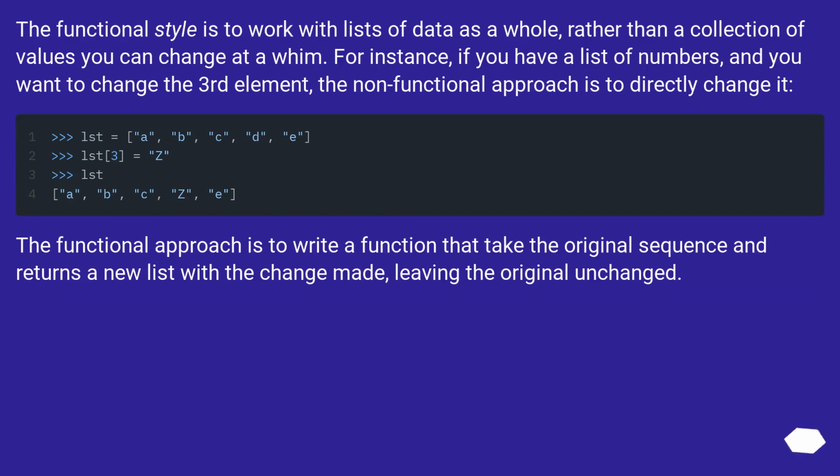The functional style is to work with lists of data as a whole, rather than a collection of values you can change at a whim. For instance, if you have a list of numbers, and you want to change the third element, the non-functional approach is to directly change it. The functional approach is to write a function that takes the original sequence and returns a new list with the change made, leaving the original unchanged.